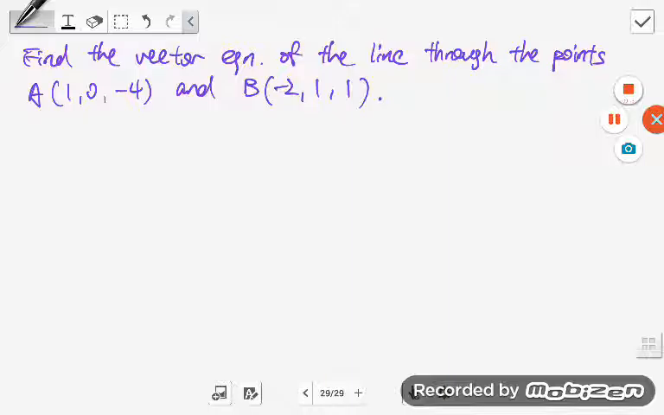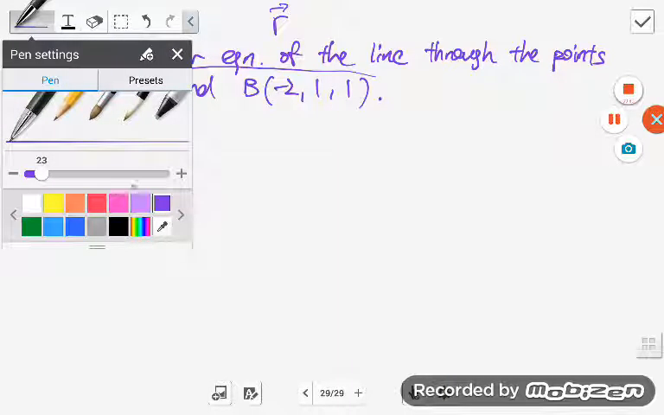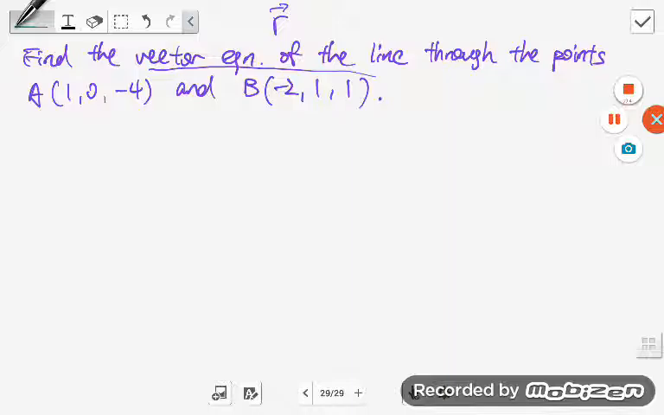Okay, here's another example. Go ahead, pause the video, and understand what they want us to do. All right, welcome back. So here again, they want us to find the vector equation of the line, which is just my vector r, through the points, point A, which has a coordinate of 1, 0, -4, and point B has coordinates of -2, 1, and 1. All right, so let's try this.